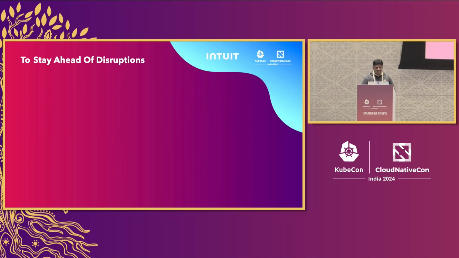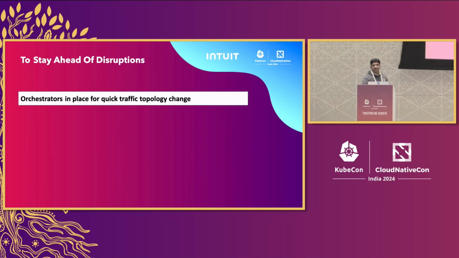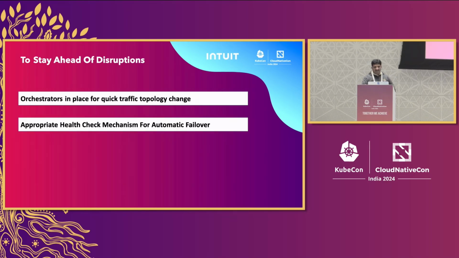So let me sum it up. To stay ahead of disruptions, ensure that you have orchestrators in place which are capable of understanding the request that the user gives, either via dev portal or whatever, and they can quickly alter the traffic topology across all the clients available. And then ensure that you have chosen a proper health check mechanism. It could be an active health check or a passive health check, or sometimes a combination of both. Or if your service is mission critical and operates at scale, then you can choose to build a dedicated health check service that we have shown here. So it all depends upon the use case.